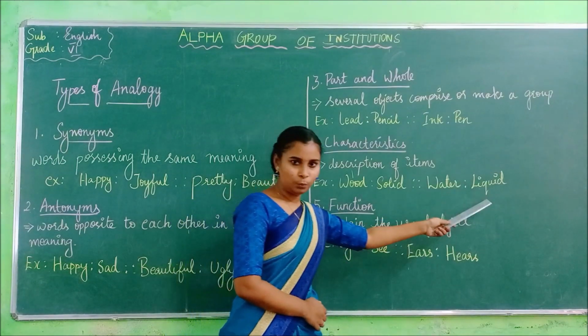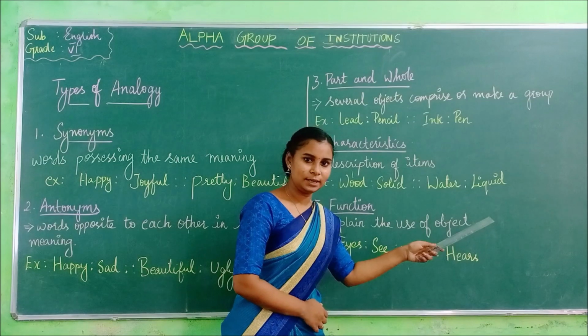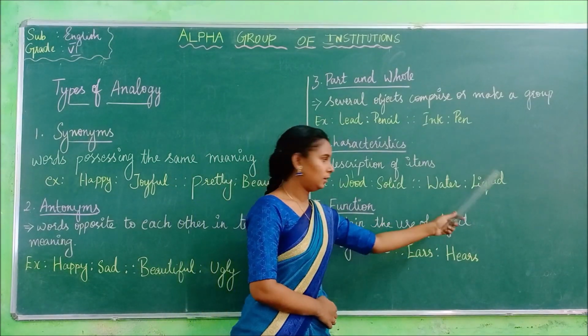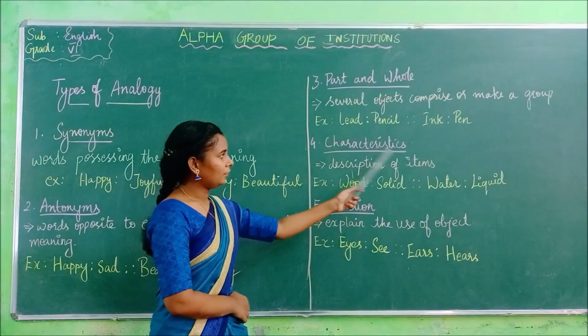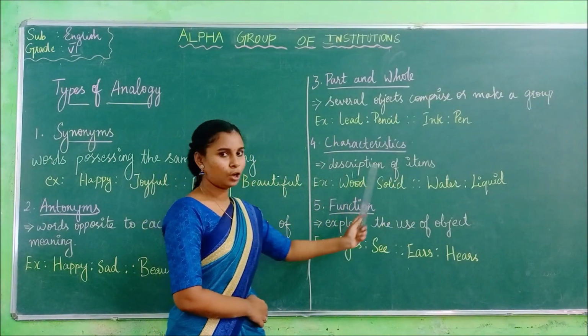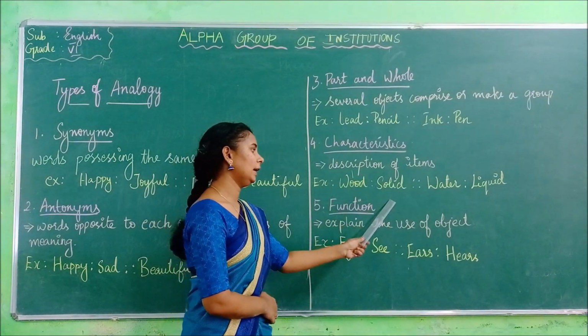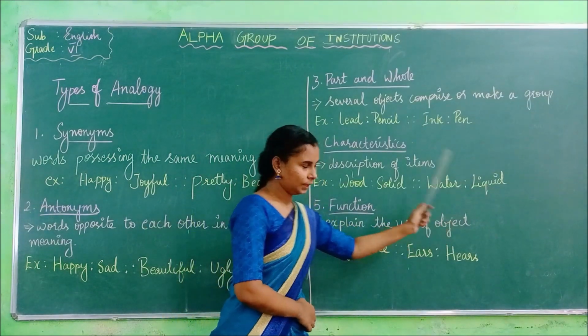It's a liquid, so it's liquid in nature, isn't it? So we have got wood, solid, water, liquid. So what do you mean by characteristics? It's a description of items. For example, wood, solid, water, liquid.